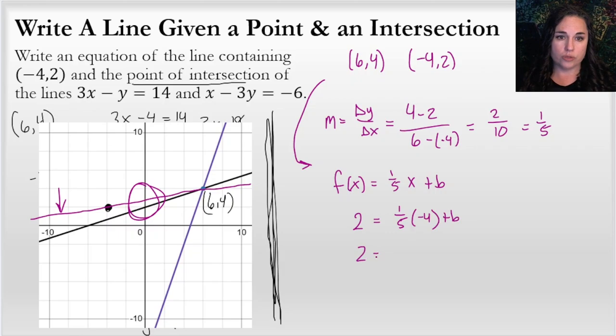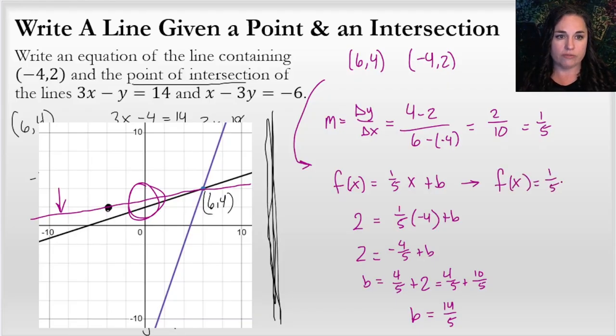Okay, so 2 equals negative 4/5 plus b. I add 4/5 on both sides, so I get 4/5 plus 2. Well, that's 4/5 plus 10/5, and I get b to be 14/5. When I write this equation, it says write the equation of the line containing that point and the intersection point. So this is the final answer: f of x equals 1/5 x plus 14/5. That will be the answer for that problem.